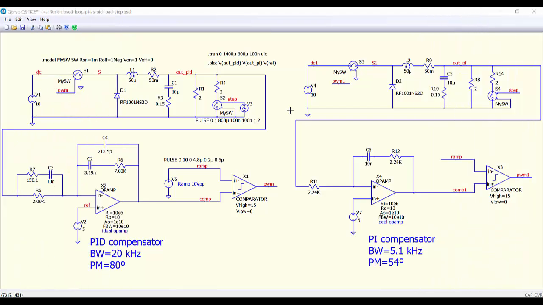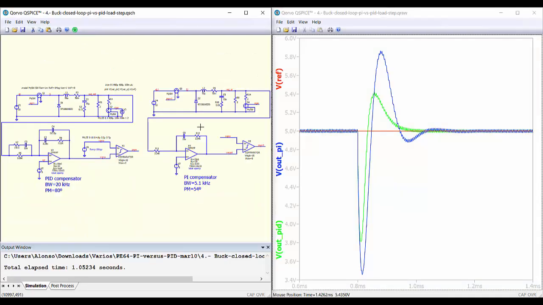And now we are going to compare the response of both converters with the PID compensator and with the PI compensator when we do a step at the output. So at the beginning we are going to have 2 ohms of load resistance, and then we are going to connect in parallel another resistance of 2 ohms. So we are going to go from 2 ohms to 1 ohm. And we do the same for the converter with the PI compensator. So let's run the simulation, and here we can see both responses.